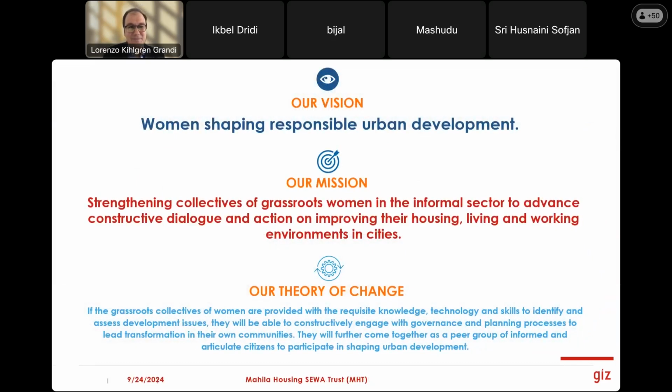So we work by strengthening collectives of grassroots women who are poor to improve their housing, living, and working environments. And later on, they first start with their houses, but then move to settlements, and as they get more and more skilled and gain voice and agency, they start shaping the entire urban development. Can we move to the next, please?